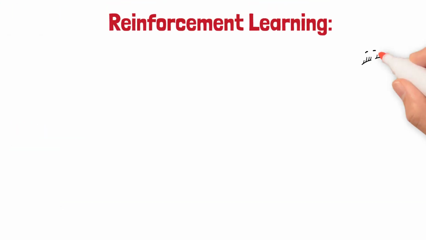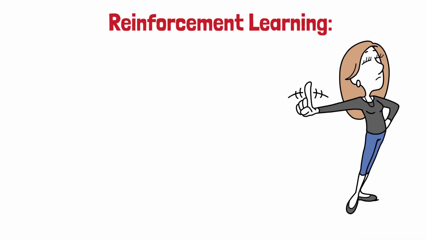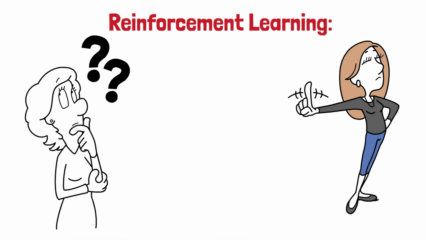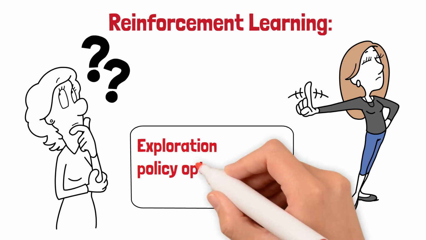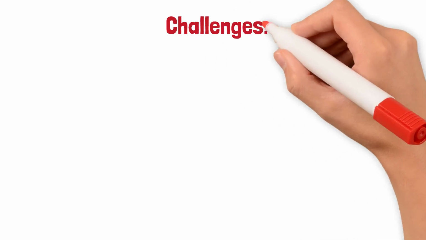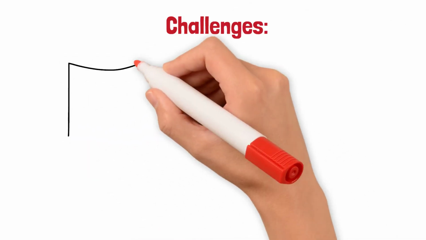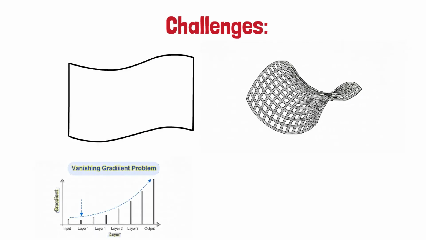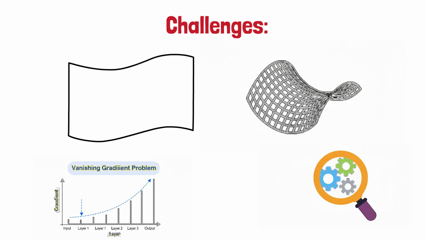Reinforcement learning. Here, optimization isn't just about fitting data. It's about maximizing rewards in uncertain environments, requiring exploration, policy optimization, and handling stochastic outcomes. Challenges. Nonlinear optimization faces rugged landscapes, saddle points, and exploding or vanishing gradients. This makes the theory and practice of optimization critical for modern AI.